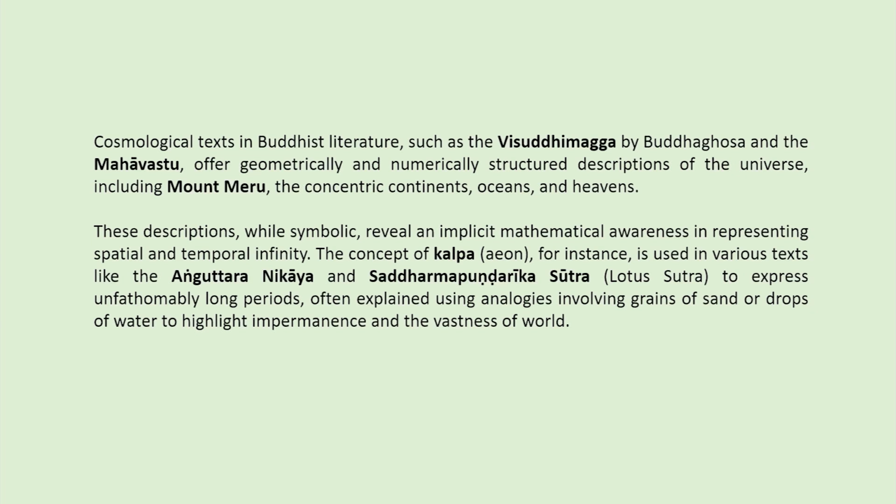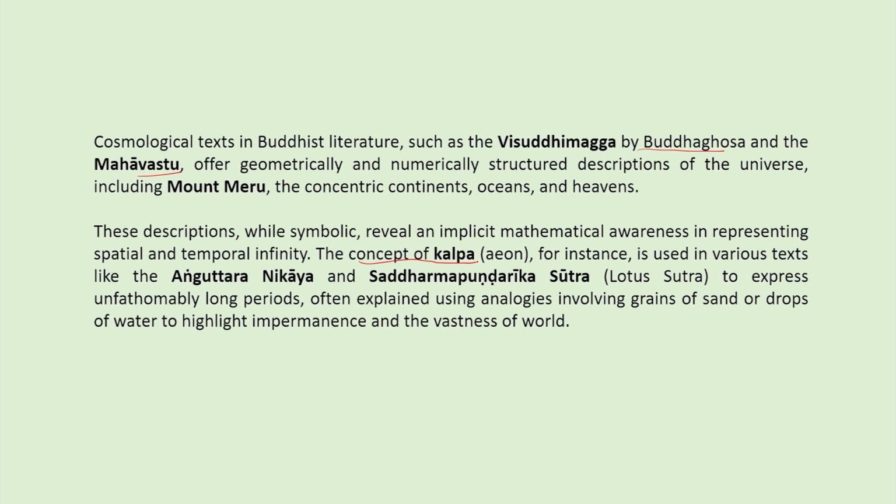Cosmological texts in Buddhist literature such as the Visuddhimagga by Buddhaghosa and the Mahavastu offer a geometrically and numerically structured description of the universe, including Mount Meru, the continents, oceans and heavens. These descriptions, while symbolic, reveal an implicit mathematical awareness in representing spatial and temporal infinity.